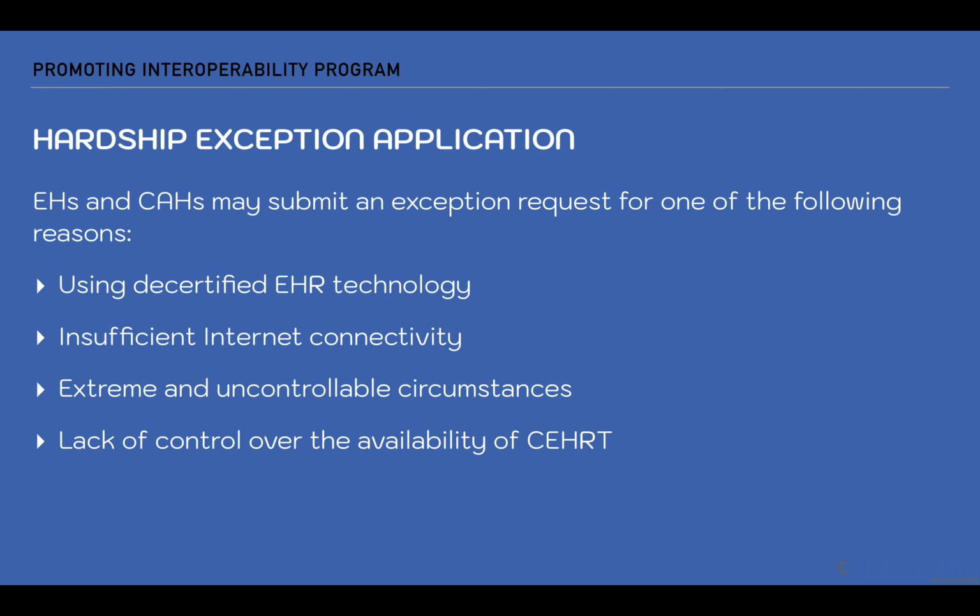If there's insufficient internet connectivity, that one has a lot of rules associated with it as well. Extreme and uncontrollable circumstances, so force majeure type things. Lack of control over the availability of the cert. So if you do have upgrades planned to get to a 2015 edition or implementations planned, and there is something outside of your control that impacts the ability to choose a continuous 90-day period or to utilize a calendar quarter within the 2020 year, those would factor into lack of control over availability and could be considered in a hardship exception application.